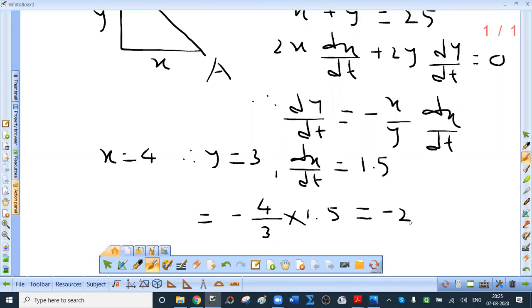Is this option given? Yes, B, Bombay. B, Bombay is the correct option. Sum number 3. Yes. Right now, if you have finished third, go for fourth.